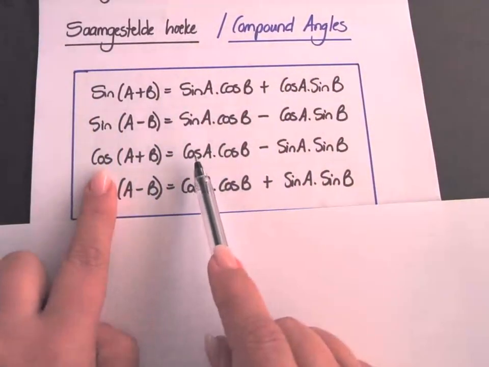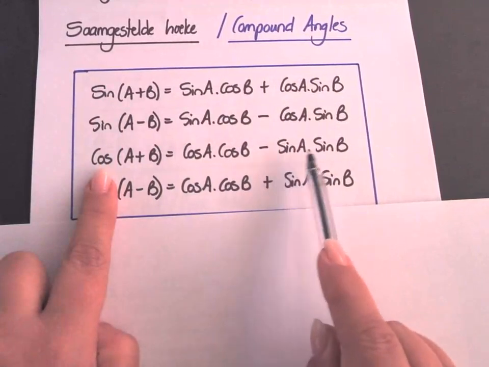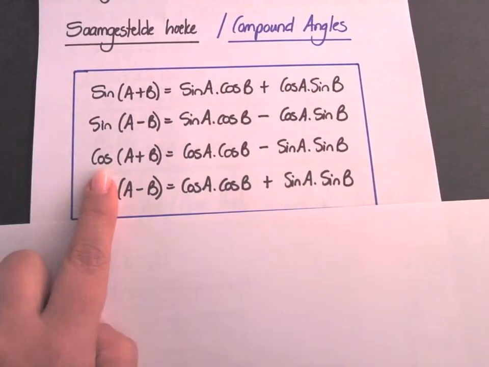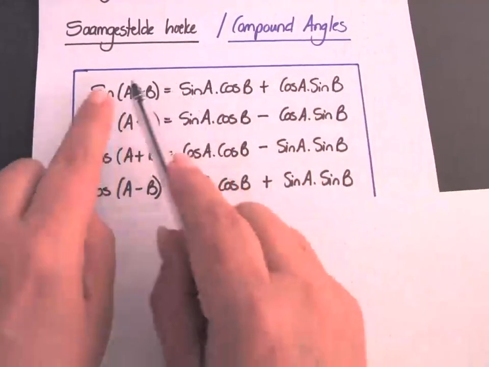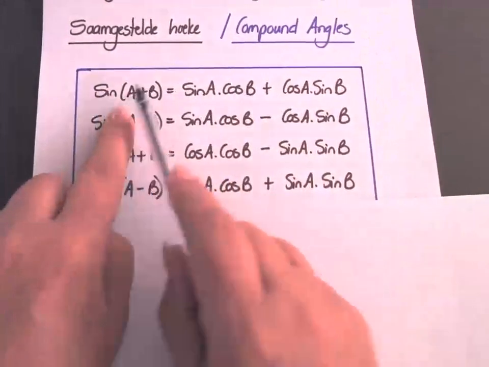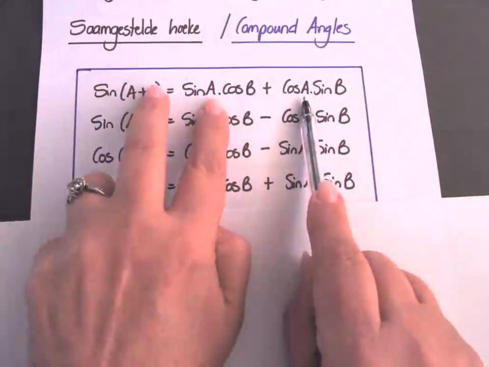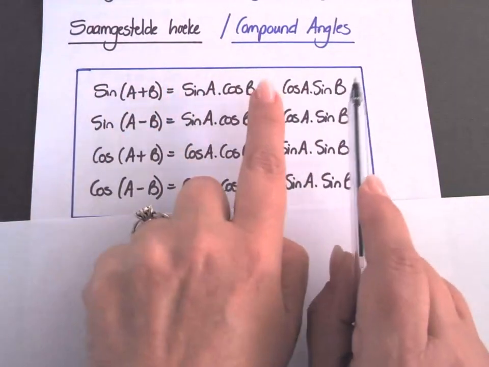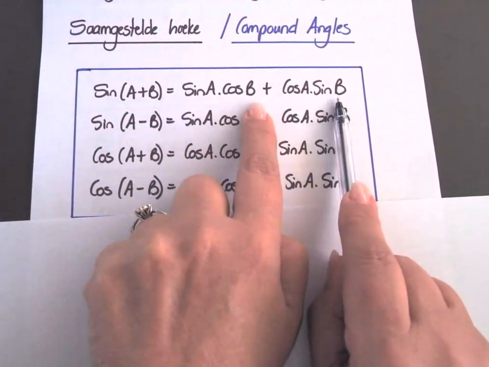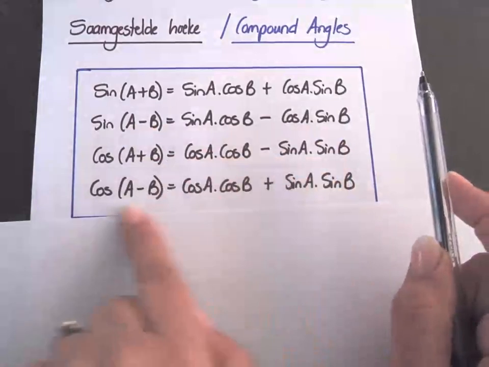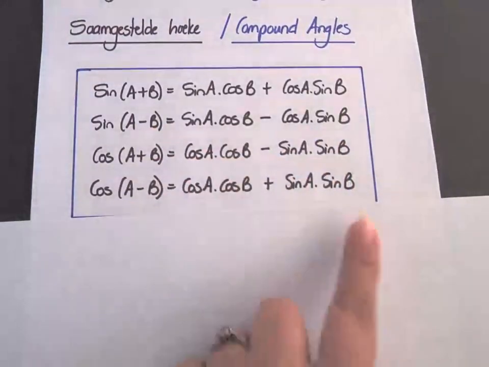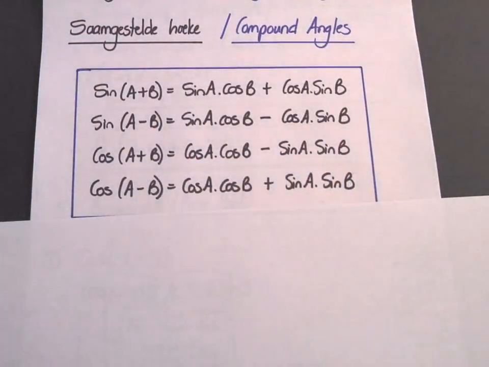Cos is kos, ek sien. Now, the angles. The first angle in the bracket must be the first angle in each term. The second angle in the bracket must be the second angle in each term. And that works for all of them. Right. So these are the compound angles.